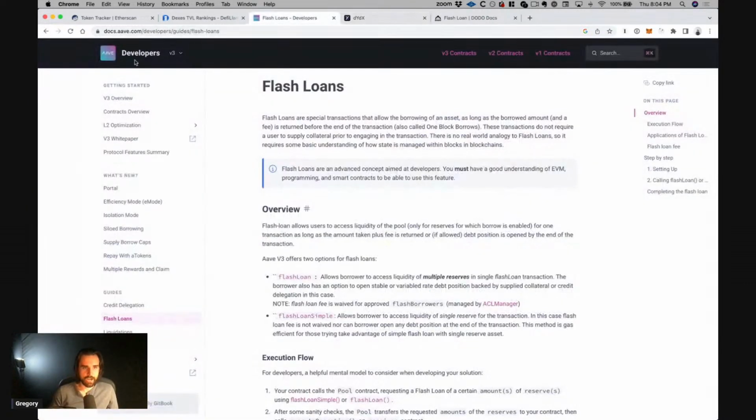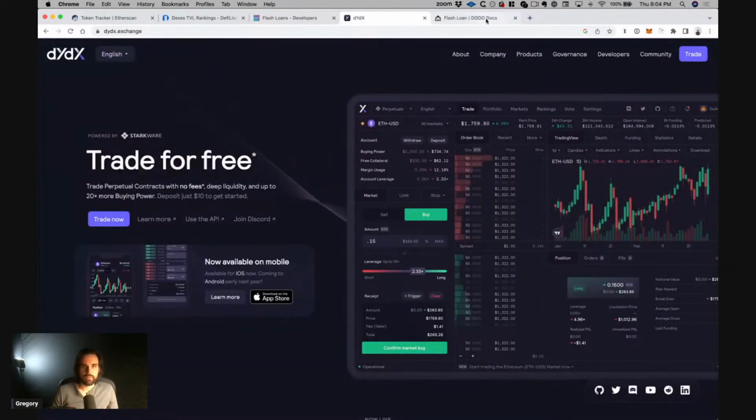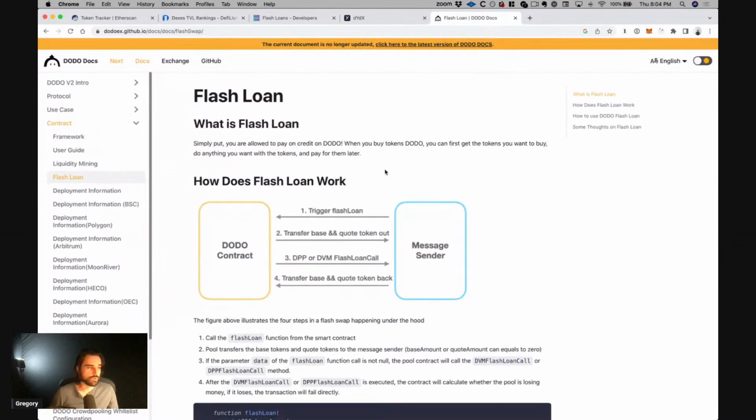Whereas Aave has a higher fee. Still pretty easy to use, but it has a higher fee. And if you want another one, Dodo is another one to look at. It has no fees, but it's harder to use. And it is multi-chain, so that has another benefit. But yeah, just a couple of different options for you with some caveats associated with them.